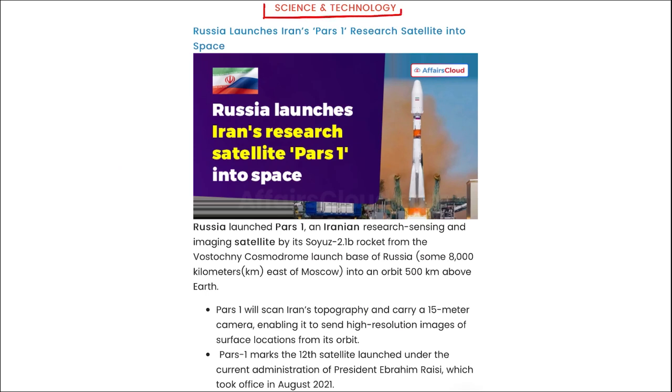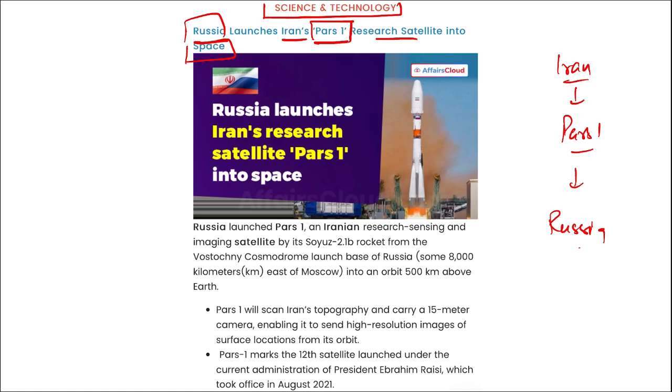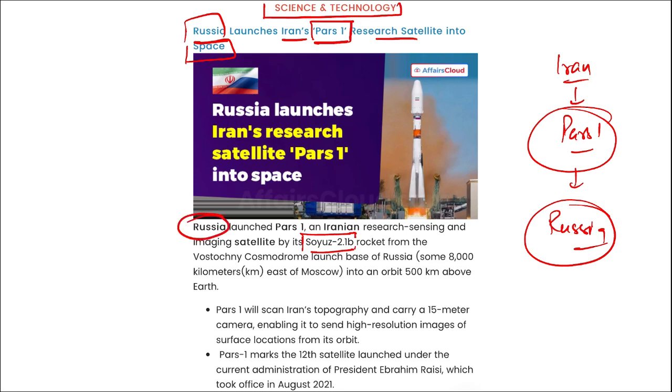Next is science and technology. Russia has launched Iran's Pars 1. This is a research satellite of Iran that was launched by Russia. It was launched using the Soyuz 2.1B rocket, and this Soyuz rocket is of Russia.